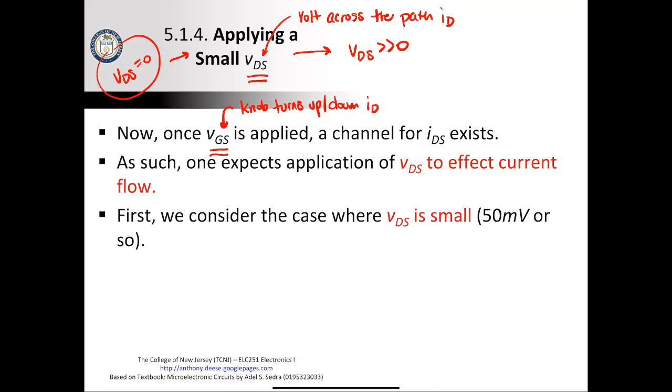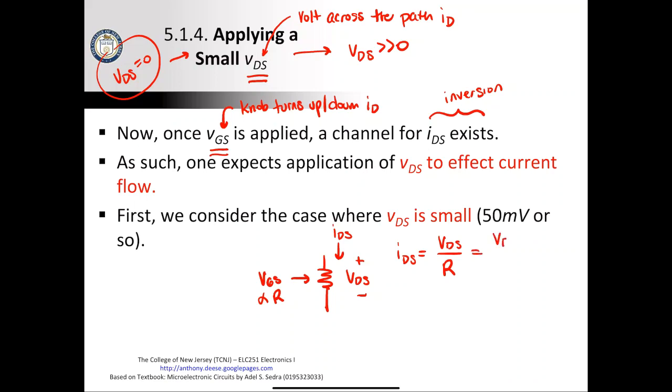Anyway, once VGS is applied, a channel for IDS exists, our inversion layer exists, and as such, one expects that if we apply VDS, current will flow. You could think of it almost like a variable resistor. VGS is going to turn down the resistance, and VDS is going to cause current to flow, because IDS is equal to VDS over whatever the resistance is, and the resistance is a function of VGS. So first we're going to consider the cases where VDS is small, 50 millivolts or less.